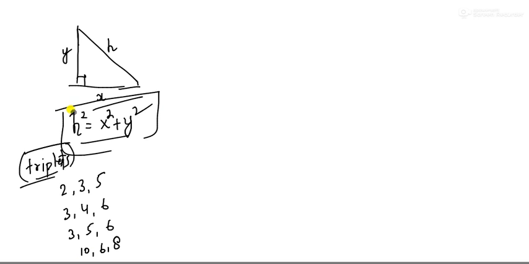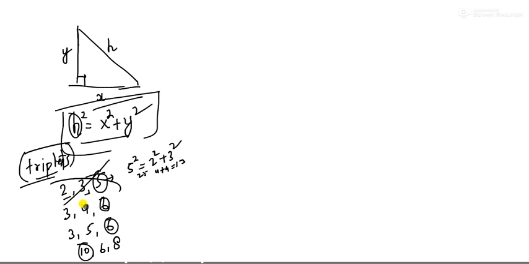What is this rule? Hypotenuse is always greater. So this is the hypotenuse, this is the hypotenuse, this is the hypotenuse. So the square of that, for example 5 square, should be equal to the sum of the squares of the other two: 2 square plus 3 square. So are they equal? This is 4 plus 9, which is equal to 13. This is 25. No, so this is not a Pythagoras triplet.